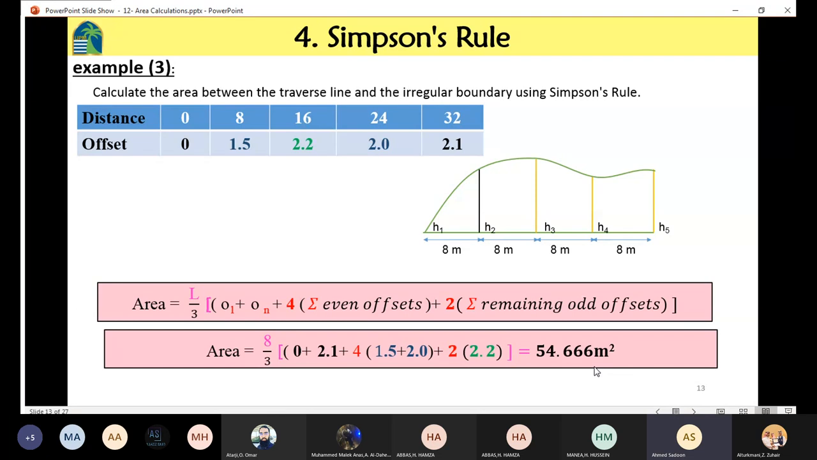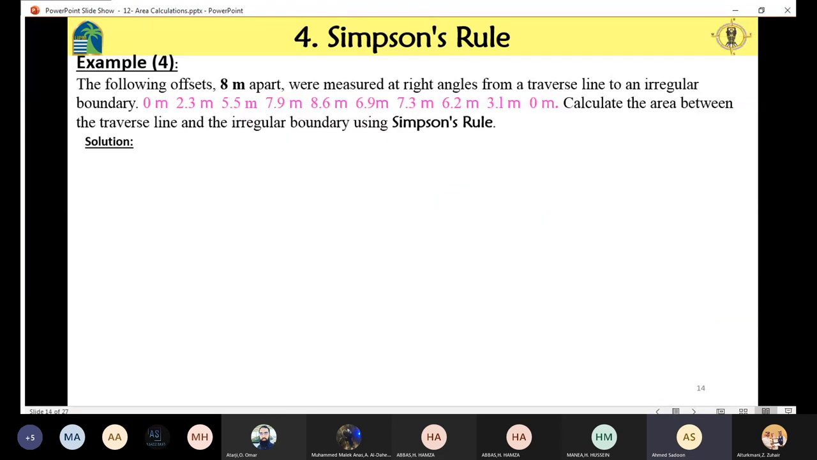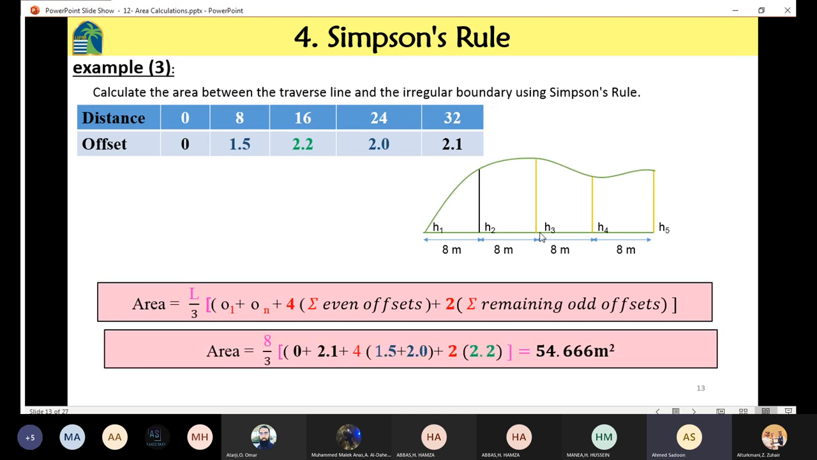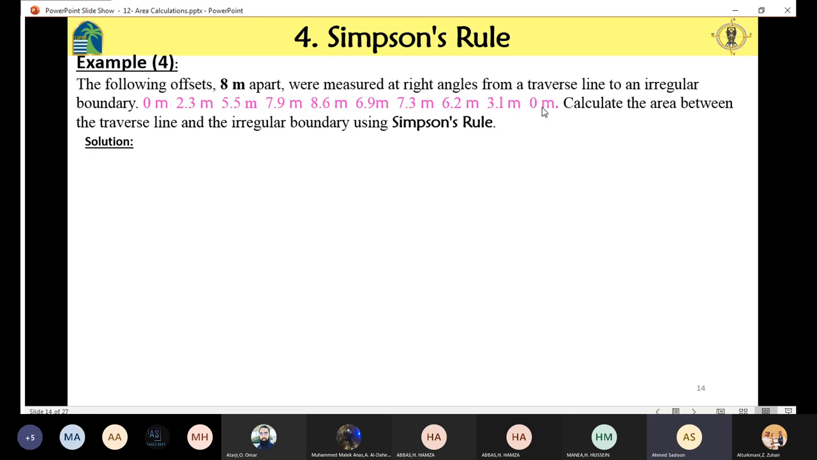We have another example, but in this example I'm going to show you what will happen if the number of offsets is an even number. In this example, they say that the following offsets, 8 meters apart, were measured at right angles from a traverse line to an irregular boundary. So here we have a straight line of traverse and an irregular boundary, and we need to determine the area between the traverse line and the irregular boundary using Simpson's rule.